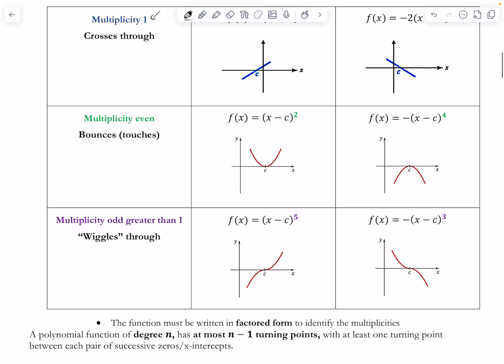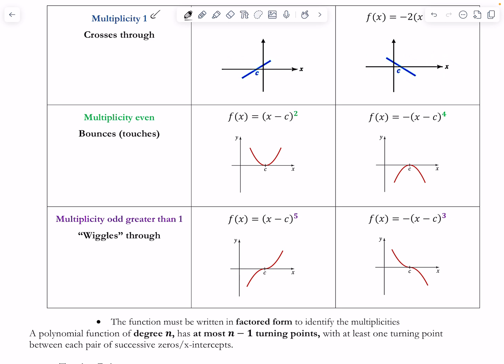Then when we have an even multiplicity, in this one here, is called a double root, or if you look here, we have a 4. That's an even number, right? This is going to touch or bounce off of the x-axis. So I'll be using both those words interchangeably.